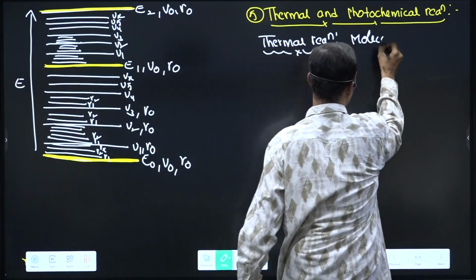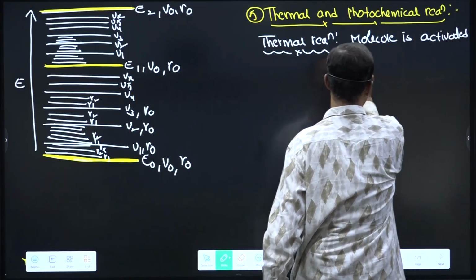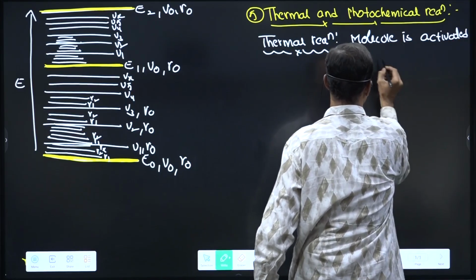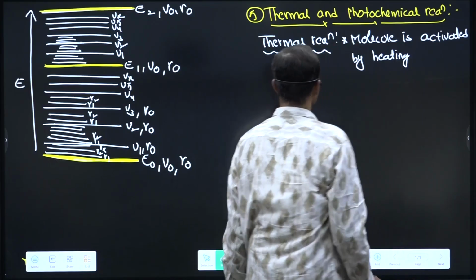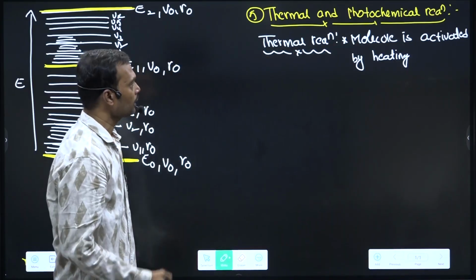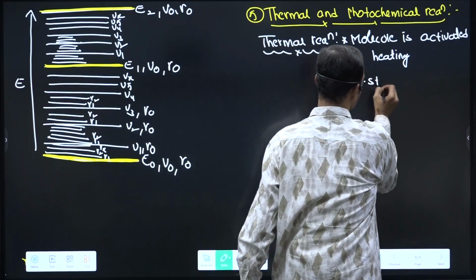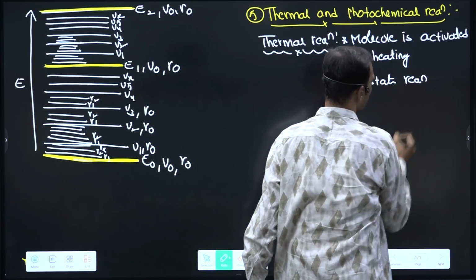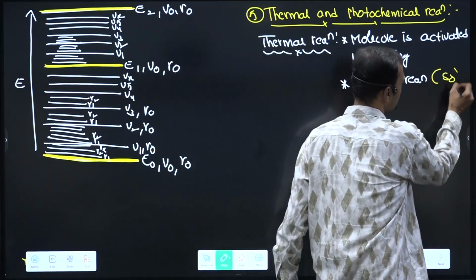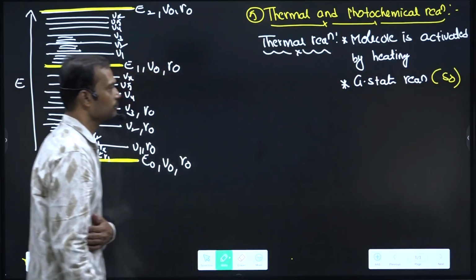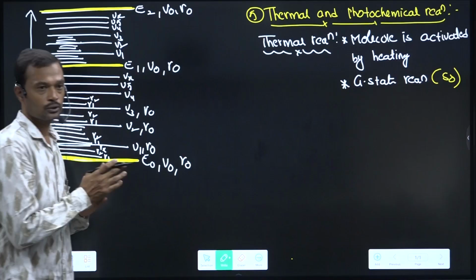So how is a molecule activated? Molecule is activated by heating. Under thermal conditions, molecule is activated by heating. So all thermal reactions are ground state reactions, which means it will be the S0 state only. Thermal reactions, molecule activated by heating, they are ground state reactions. Okay.